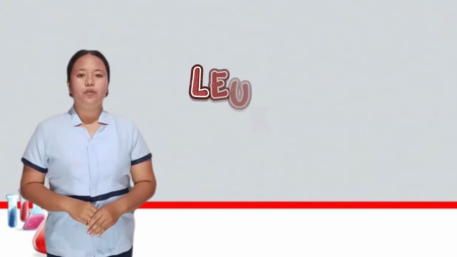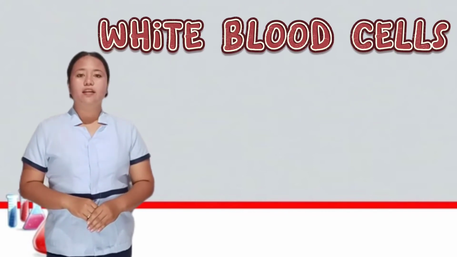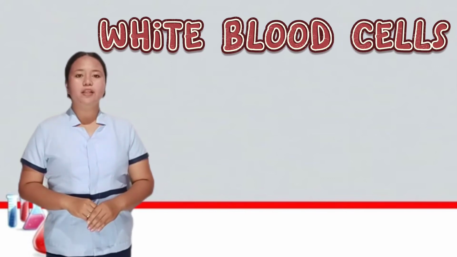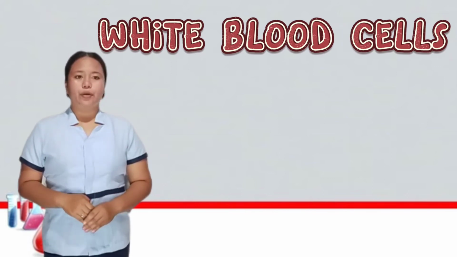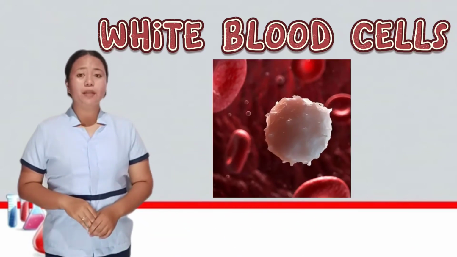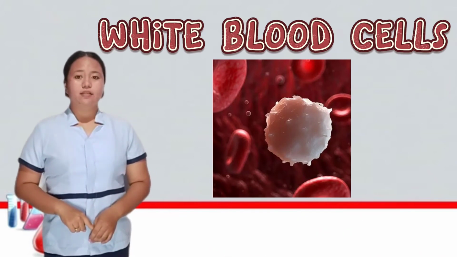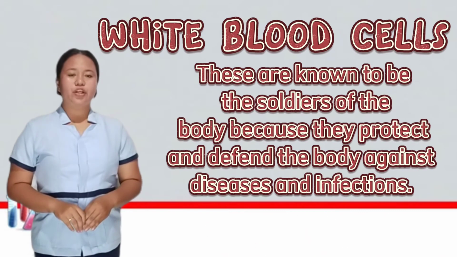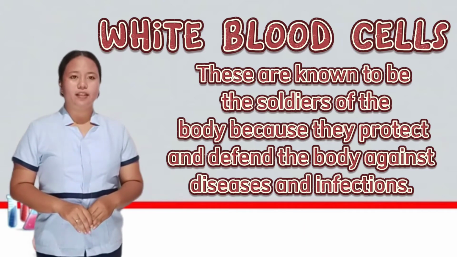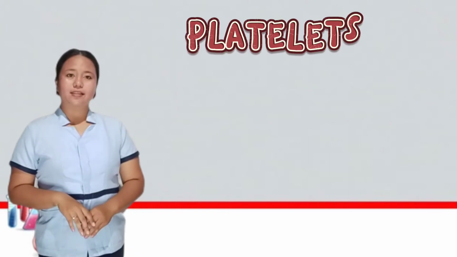Next is leukocyte. It is also known as the white blood cells. These are generally bigger than the red blood cells but fewer in number. As a matter of fact, in every 500 red blood cells, there is about 1 white blood cell. White blood cells are known to be the soldiers of the body because they protect and defend the body against diseases and infection.